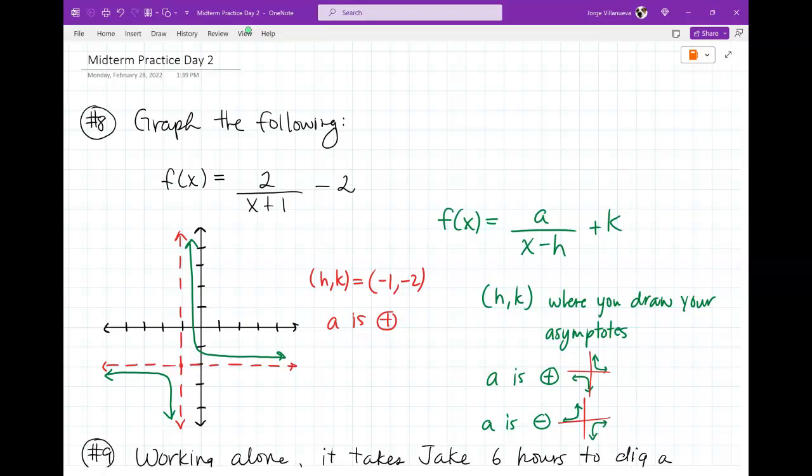You're going to choose the right picture when it comes to the quizzes. You're not going to have to draw it. You're just going to have to be able to identify it. So remember, your h, k tells you where the horizontal and vertical asymptotes are located, and then your a value tells you whether you draw it on the bottom left and the top right, or you flip it upside down and do top left, bottom right. Are we okay with this one?